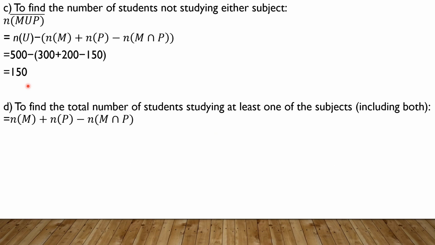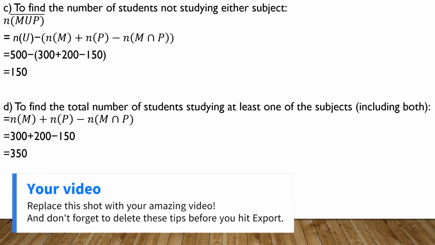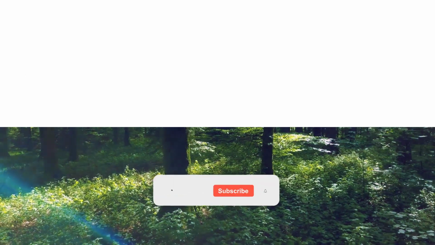Next, in question D, we have to find the total number of students studying at least one of the subjects here. We can consider both subjects here also. The formula to calculate the students studying at least one subject will be n(M) plus n(P) minus n(M intersection P). Here we put in the values of the given sets. We can find the answer is 350.